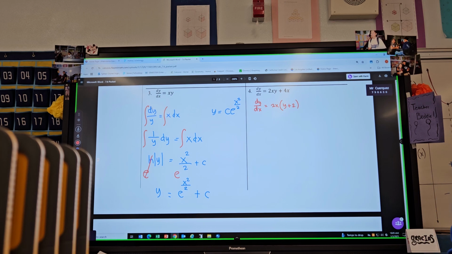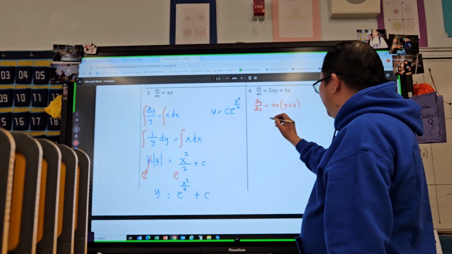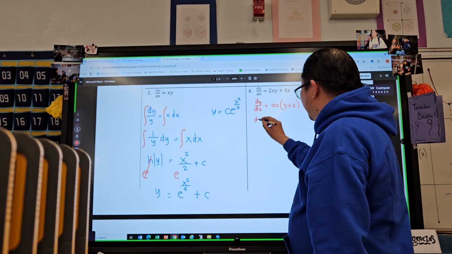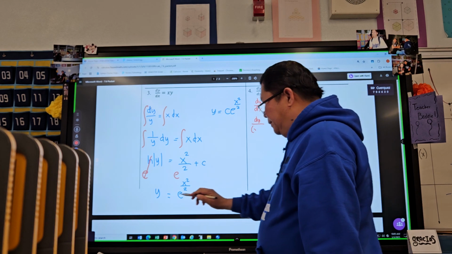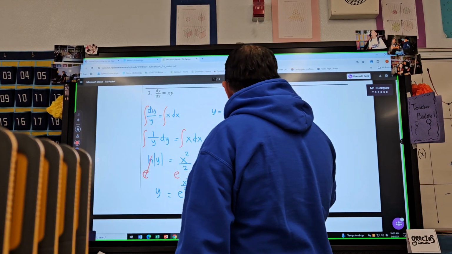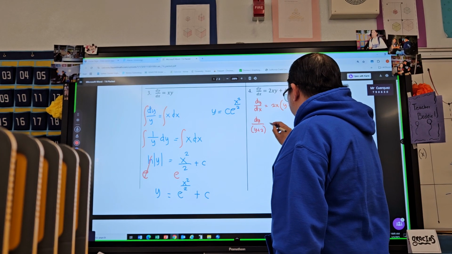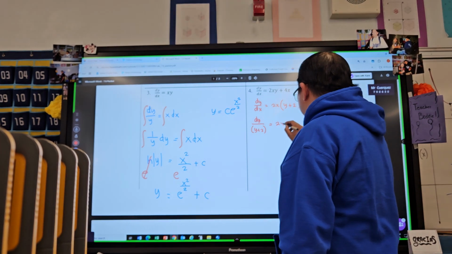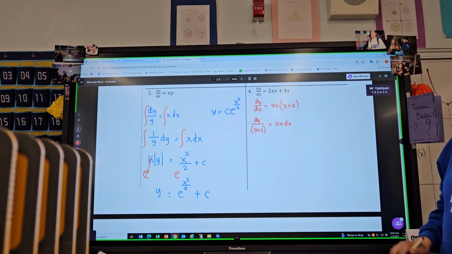Okay. So what to do after that? Of course, we're going to have to separate the variables now. So right here, dy over y plus 2, and then we have 2x dx. We separated already.